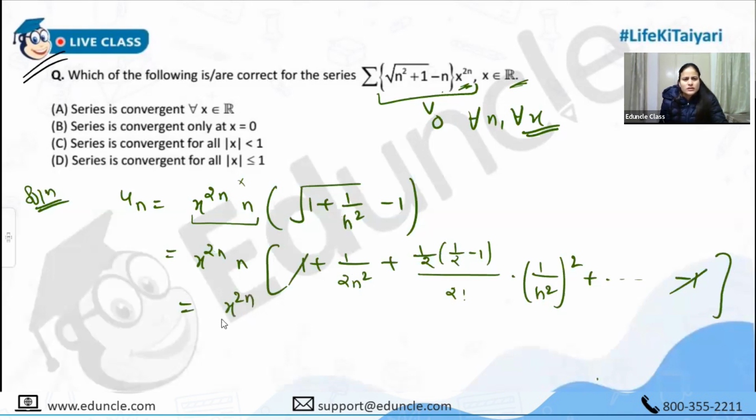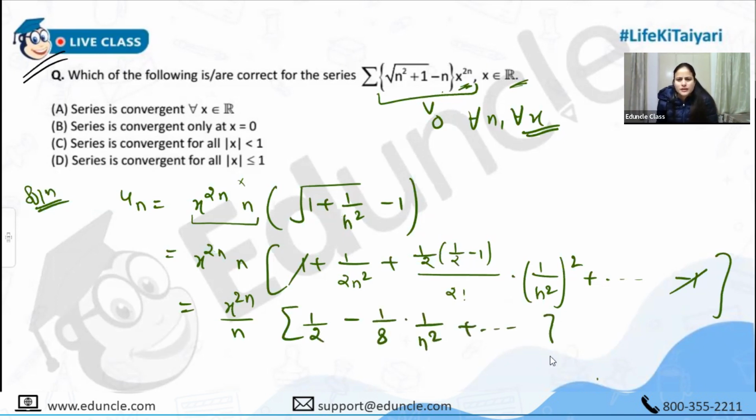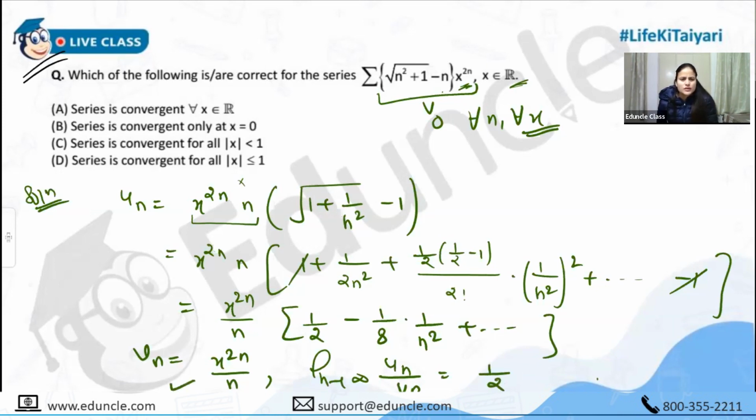So x raised to twice n upon n. Then I'll have 1 minus, 1 by 2 minus minus of 1 by 2, so 1 by 8, 1 upon n square and remaining terms. So if I am choosing Vn as x raised to twice n upon n, then the limit as n tends to infinity of Un by Vn is equal to 1 by 2, non-zero finite. That means the choice of Vn is correct.